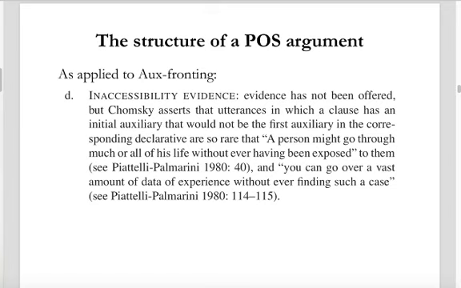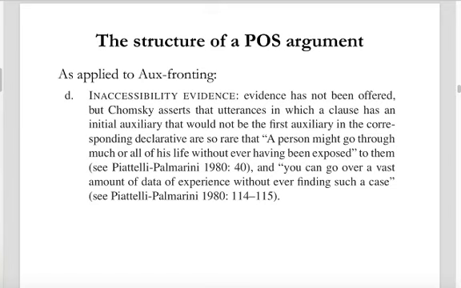Chomsky asserts that utterances in which a clause has an initial auxiliary that would not be first in the corresponding declarative are so rare that a person might go through much or all of his life without ever having been exposed to them. Or that you can go over a vast amount of data of experience, that is child-directed speech basically, without ever finding such a case. And these tend to be the kinds of statements that Chomsky makes here. He doesn't bother doing experiments or going into a corpus and actually demonstrating that these things are incredibly rare. He introspects, he thinks about it for a minute and says, there's no way that kids are getting those sentences.